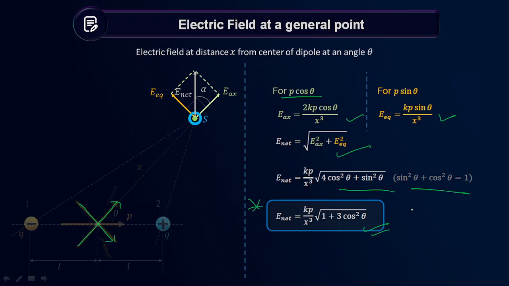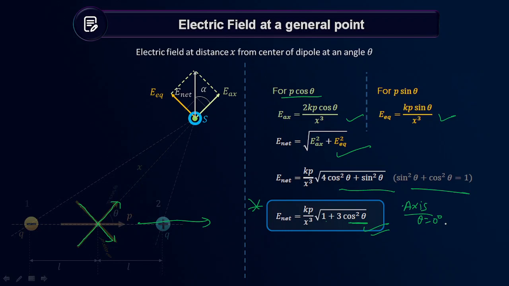Now if I want to check whether it is correct for the axial point, so can I say for the axial point, meaning along the line joining the dipole, theta will be how much? 0 degree. So cos 0 is how much? 1. So 1 plus 3, that is 4. So 2 Kp by x cube. Yes or no? Similarly for equatorial also you can check.